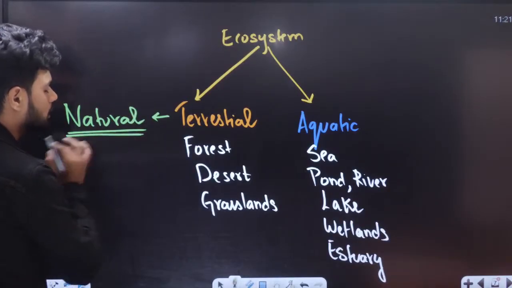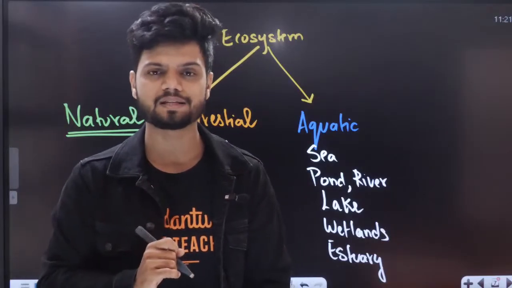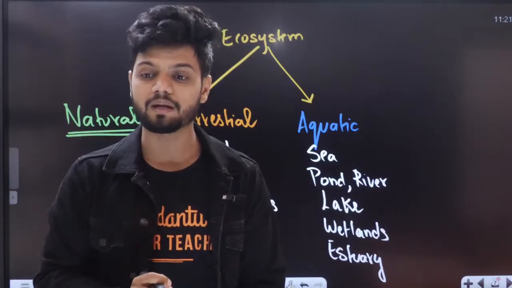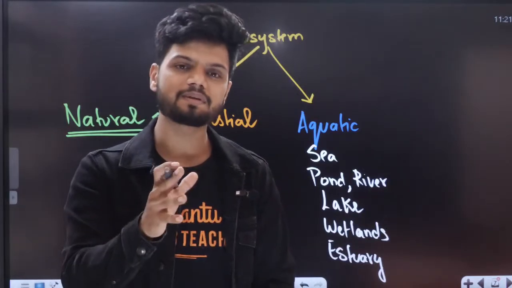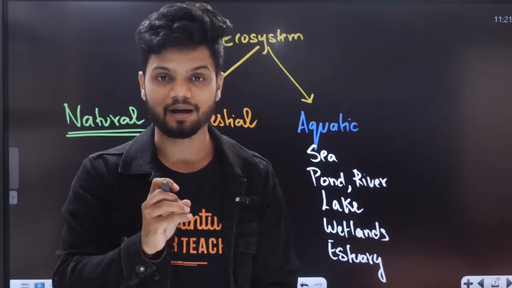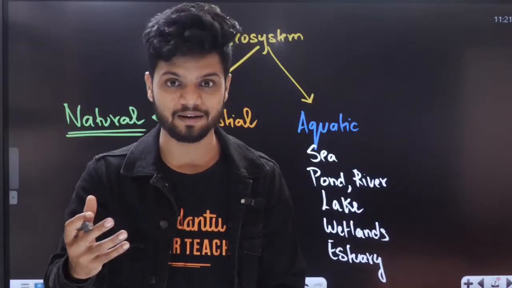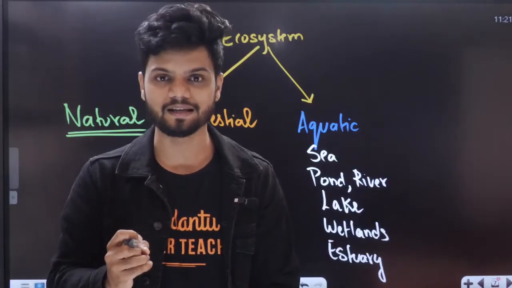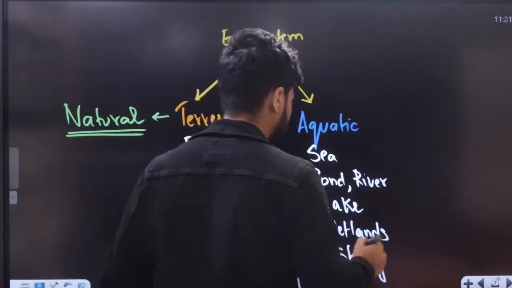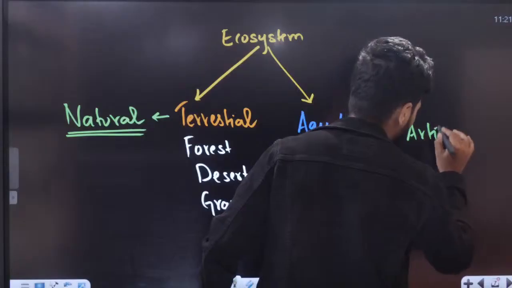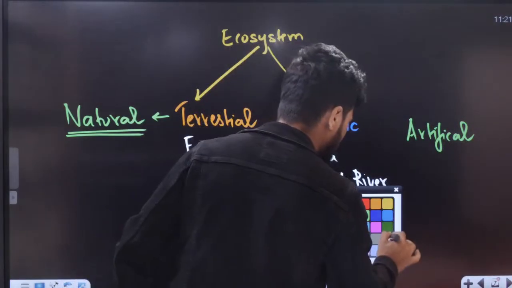Okay, it is natural. But students, how many of you have an aquarium in your house? Tell me, raise your hands. An aquarium is said to be man-made. If you have a garden in your house, that is man-made again, or human-made. Understanding? So when we have natural, the other one is called artificial.